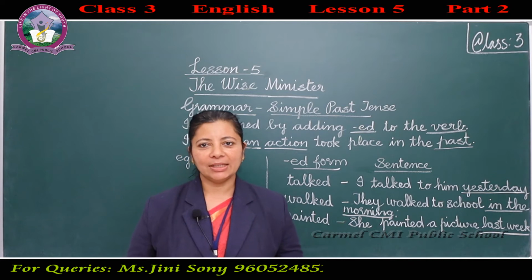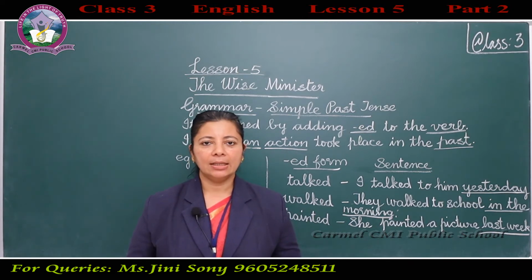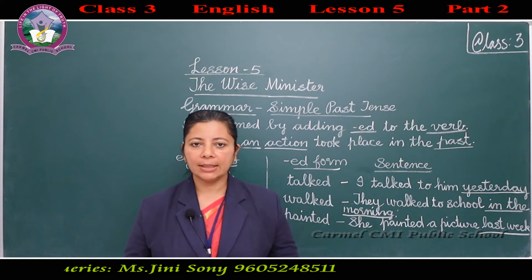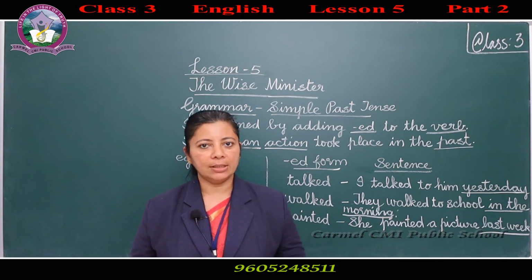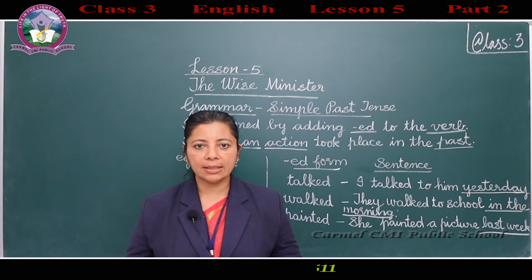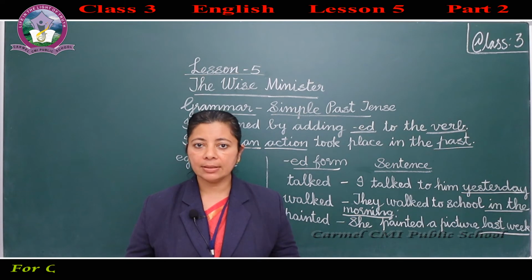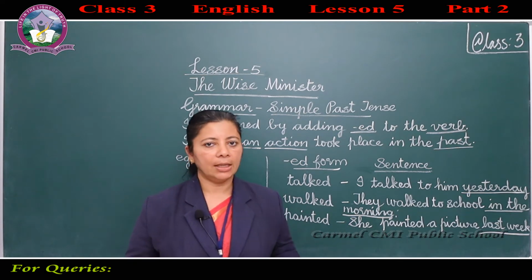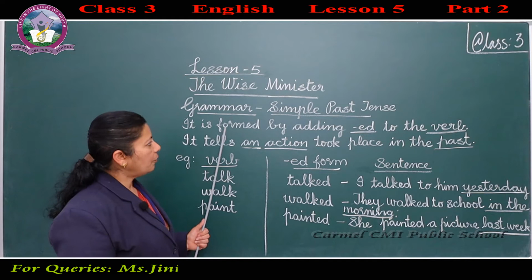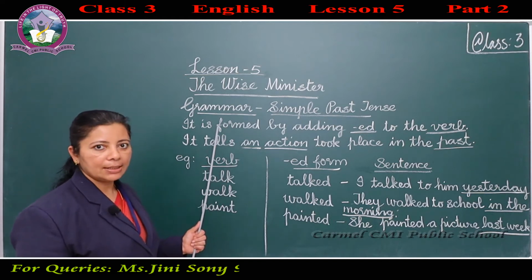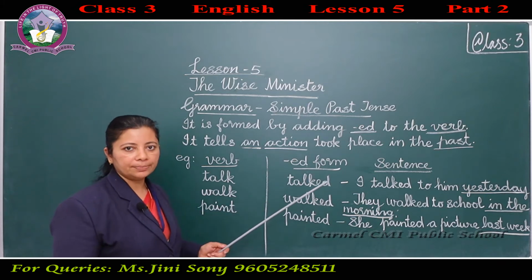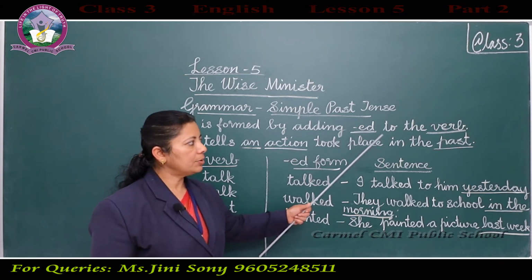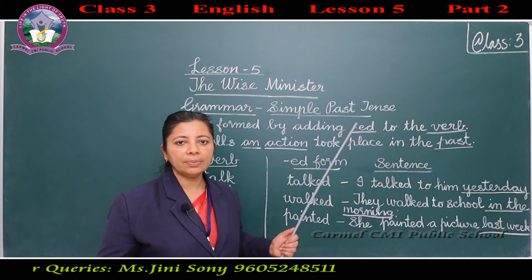Now we are going to learn simple past tense. What is simple past tense? The things which happened earlier. When we talk about the things, that means we are saying the action which happened earlier. You can see it is formed. Simple past tense is formed by adding ed to the verb.